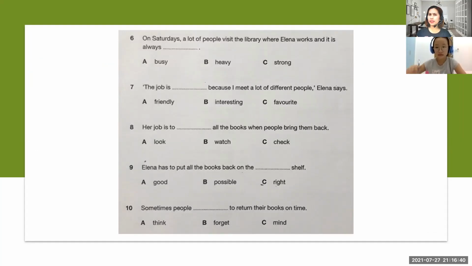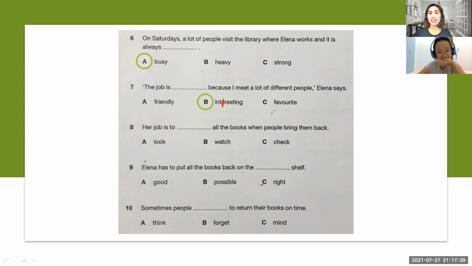How did you know it's busy? Because a lot of people. Yes. Okay. Number seven. The job is interesting because I meet a lot of different people, Elena says. Yes, it's interesting. Listen, in interesting and different, there are silent letters. Remove this and put them together. Interesting. Yes, put them together.